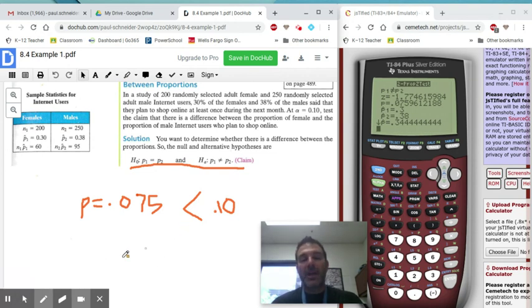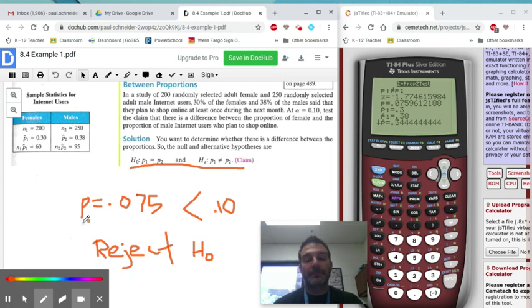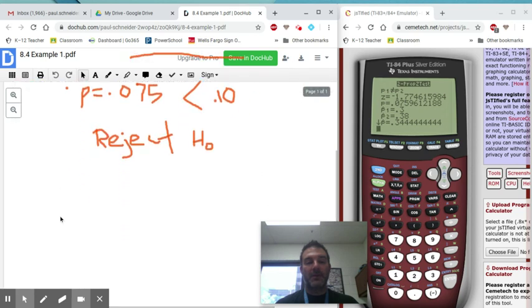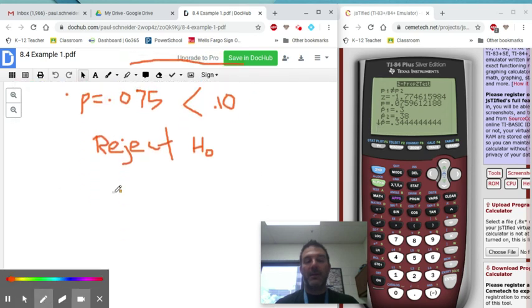And using our rejection rule, this means we reject the null hypothesis. We reject the null. And what that means for us here is, oh no, I need to scroll down real quick. Let's see if we can get this in and just do one video. That means since the claim was the alternative hypothesis, we're rejecting the null. There is enough evidence to support the claim.